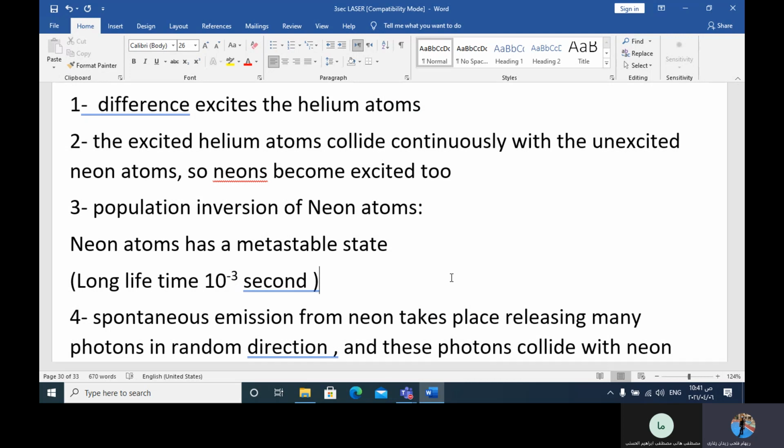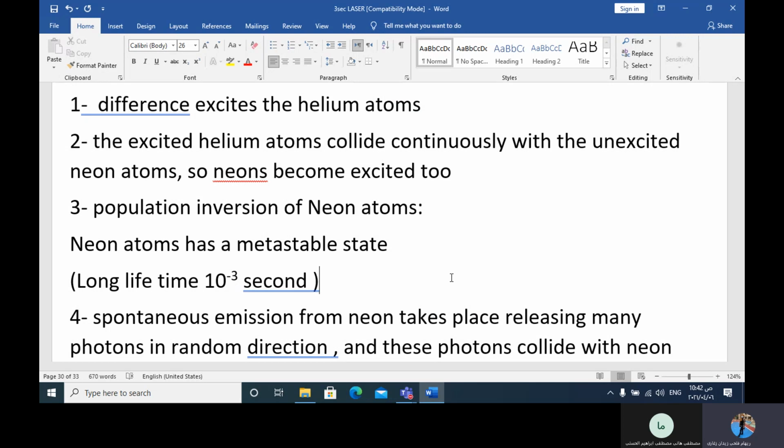What do we mean by metastable state? It's a state where atoms in the excited version have a longer lifetime than normal. The normal lifetime is 10 to the power of -8. Now, in metastable state, they have approximately 10 to the power of -3, which is, compared to the previous one, a long time. Now, imagine what will happen if atoms stay in the excited state a little bit longer. They will have a chance to be hit by other photons.